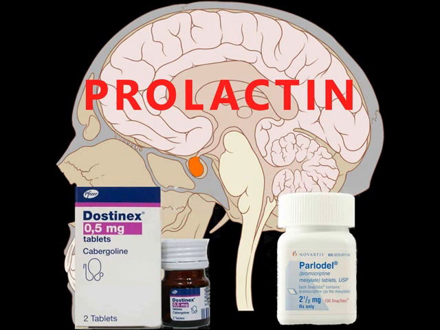Medicines called dopamine agonists control prolactin levels and shrink the tumor very effectively. These drugs mimic the effects of the brain chemical dopamine. Two dopamine agonists are most commonly used to treat prolactinomas: bromocriptine, a drug that must be taken twice or thrice daily; and cabergoline, a drug that can be taken once or twice per week.